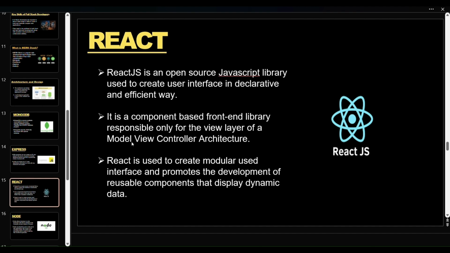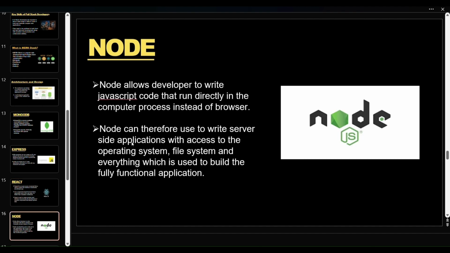Node.js. The N stands for Node.js. Node allows developers to write JavaScript code that runs directly in the computer process instead of the browser. Node is the backbone of the backend server, handling requests, managing data and interacting with the database. This combination enables developers to create full stack web applications using JavaScript across the entire stack, including front end React and backend Node.js with Express and database. Node can therefore be used to write server and client applications with access to the operating system and files, everything we want to build a functional application.